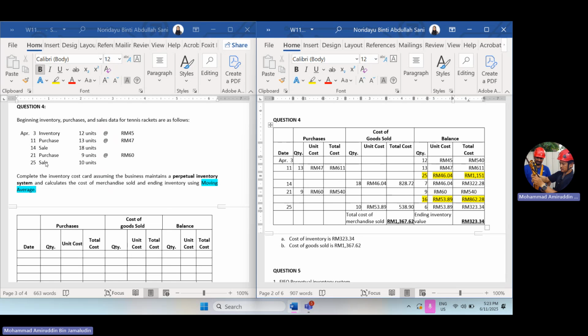Okay, next. On 25th, we have sales. So 10 units, we take the average cost, the latest one, 53.89. So 10 multiplied by 53.89, 538.90. I have 16, I sold 10. What's left? 6. So 6 multiplied by 53.89, 323.34. What is your closing inventory value? 323.34. And then how much is your cost of goods sold? 828.72 plus 538.90, 1367.62 for that particular month.